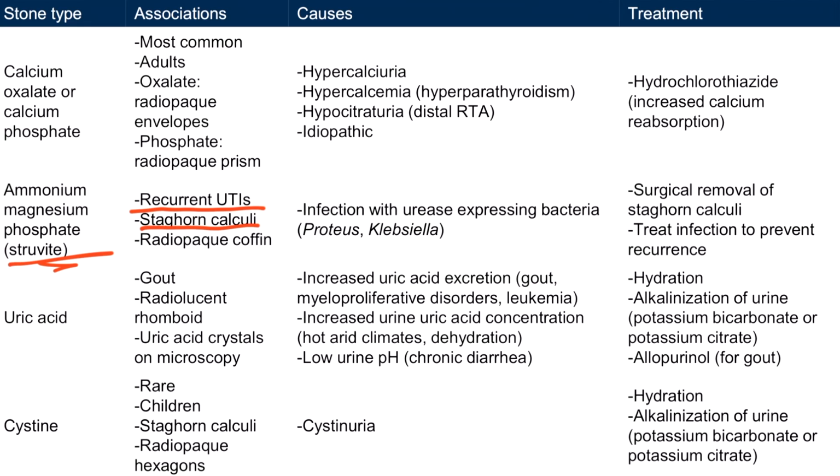Now, these struvite stones are also radio-opaque, and they look like little coffins on histology. And these are caused by infections with urease-expressing bacteria. And the ones you really need to know about are Proteus and Klebsiella.